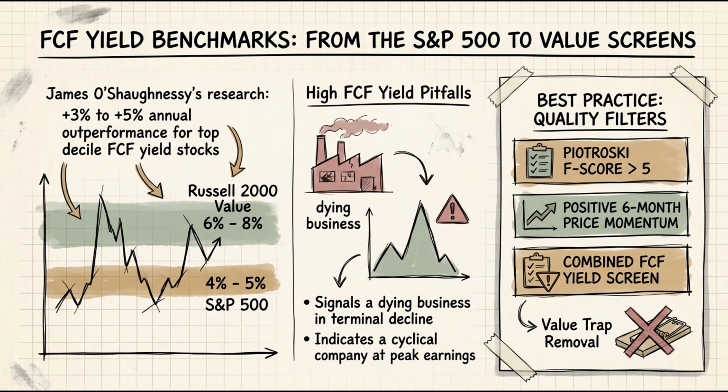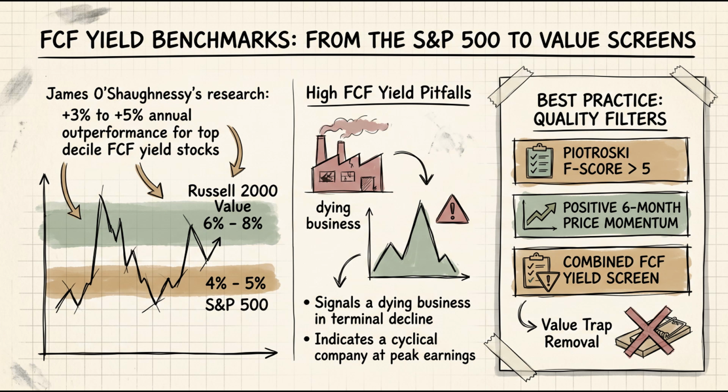Historically, the S&P 500 has traded at a free cash flow yield between 4 and 5%. Value-oriented indices like the Russell 2000 Value typically show yields of 6 to 8%. Research by James O'Shaughnessy found that stocks in the top decile by this yield have historically outperformed the market by 3 to 5% annually. Screening for yields above 7% is a common starting point for value investors.